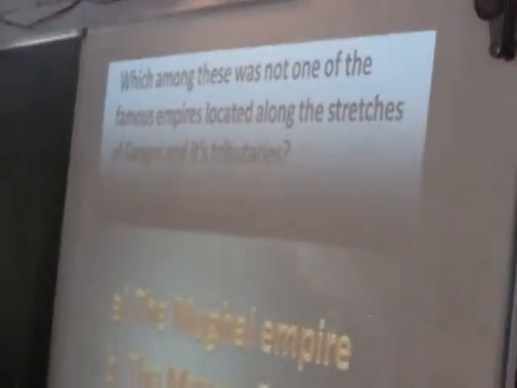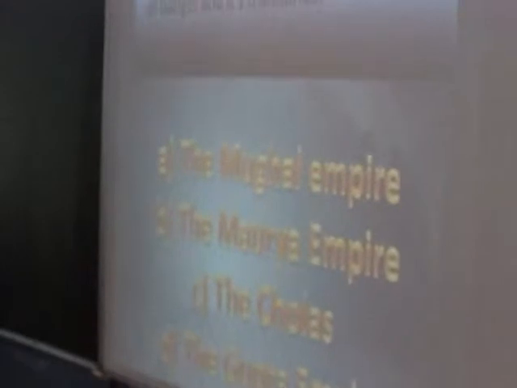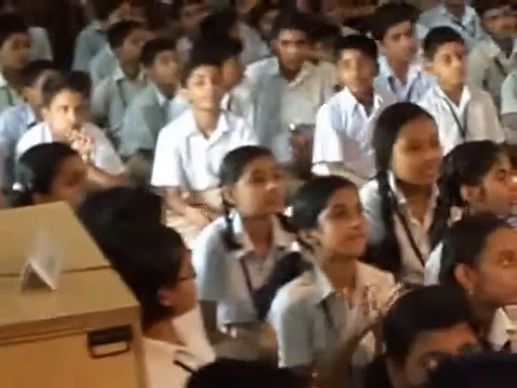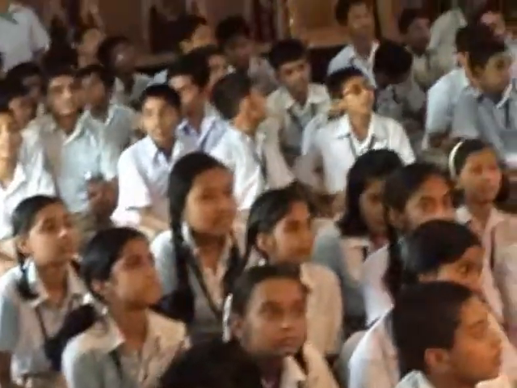The tradition, the Mughal Empire, the Maurya, the Cholas, the Gupta Empire. Team B, your answer? The Cholas. Very good, the Cholas. They were not located on the banks of Ganges or its tributaries. Next question for Team C.